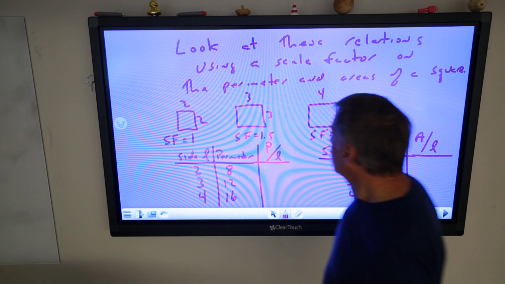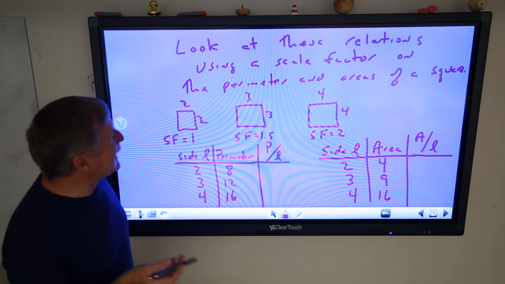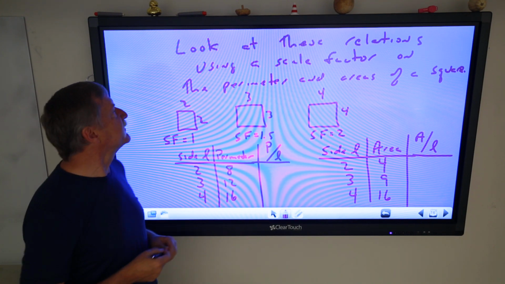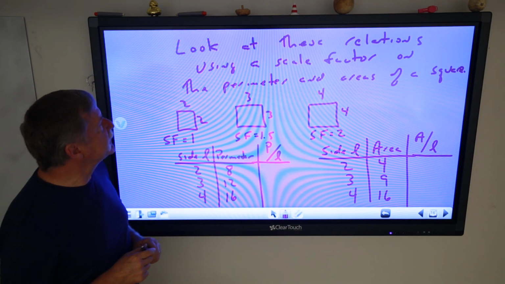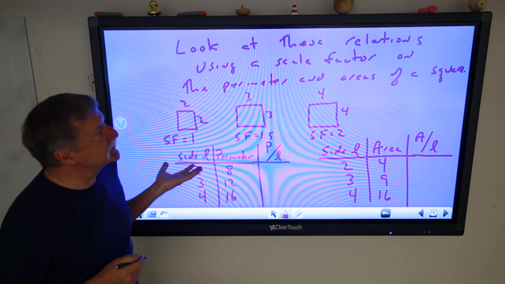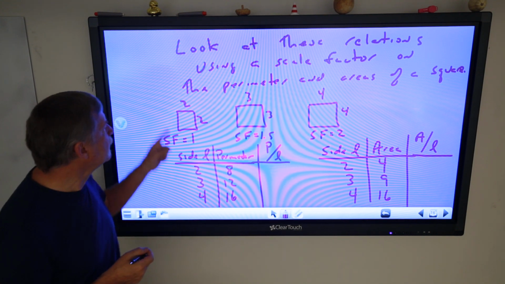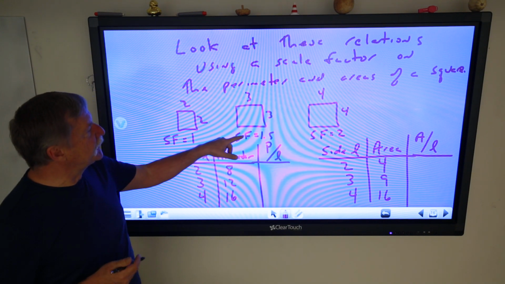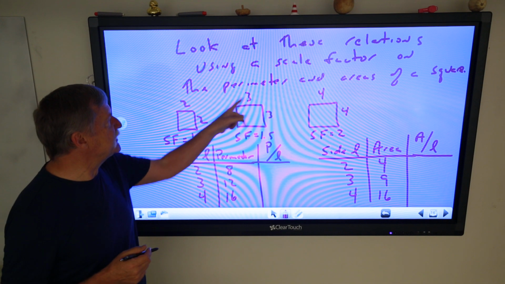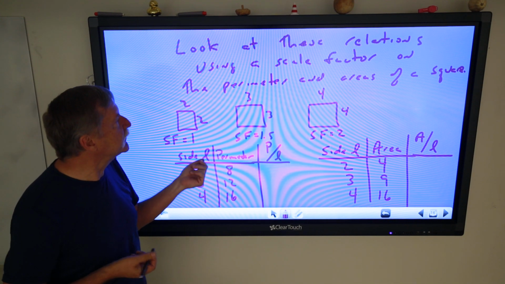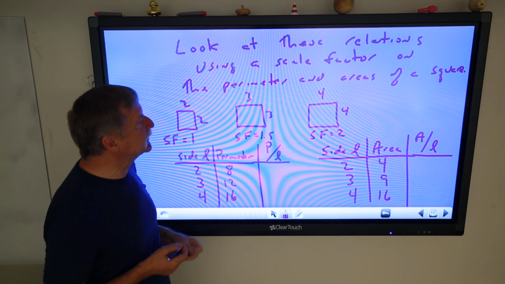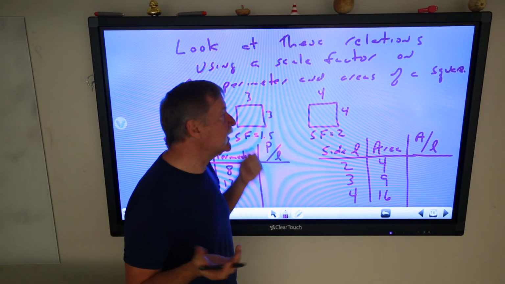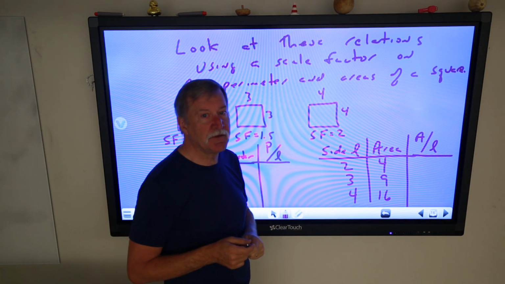In geometry, we use a scale factor, multiplying to get a bigger thing, to dilate something. So here we take a look at these relationships using a scale factor on a square. Here we start off with a 2 by 2 square. Then we use a scale factor of 1.5, multiply each side by 1.5, and now you've got a square that's 3 by 3. If I had a scale factor of 2, then I would multiply each side by 2, and now I've got a square of 4 by 4.